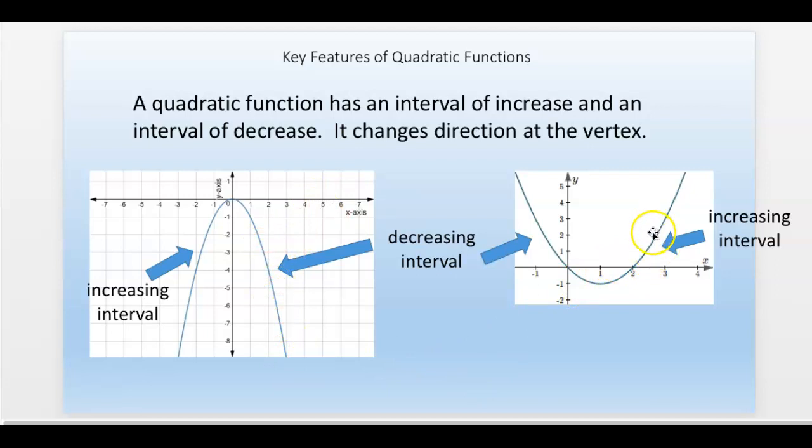Now over here on this one, where the U is right side up, on the left side it's decreasing. As x gets bigger, y is getting smaller here. But at the vertex, it switches. So again, as x gets bigger, now y is also getting bigger. So it increases on the right side, all right?